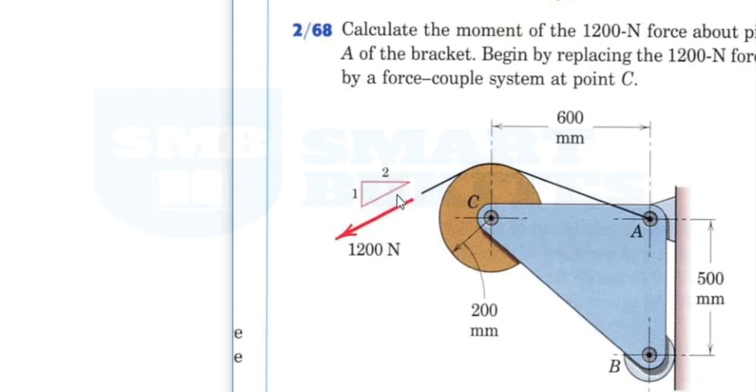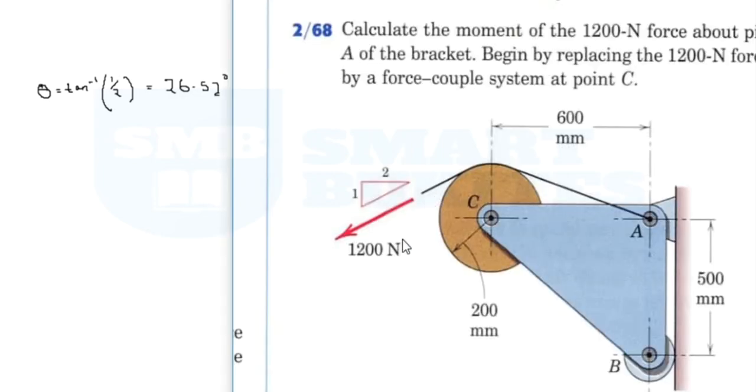So if we decide to use this small angle here, we can say tan theta is equal to 1/2, and our theta will now be equal to tan inverse of 1/2, which is going to be equal to 26.57 degrees.